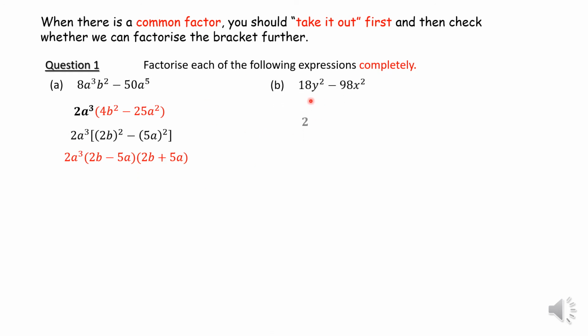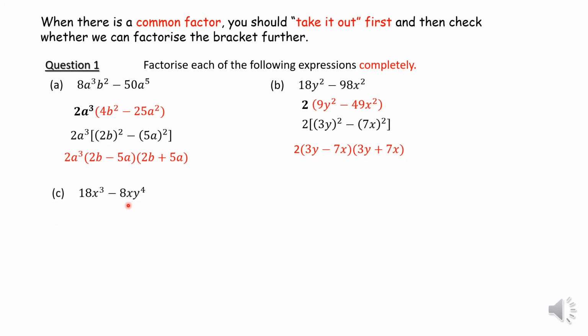Another one, so the common factor here is 2. 2 goes in 18 9 times, 2 goes in 98 49 times. Okay, you have got your y squared and x squared. 9 is a square number, y squared. 49 is a square number, x squared. So you can apply the difference of 2 squares. 9 is 3 squared, 49 is 7 squared. Okay, and now I'm going to take 3y minus 7x in its own bracket, and the other one is going to be the conjugate of that one, just with a plus. And that is the answer to that question.